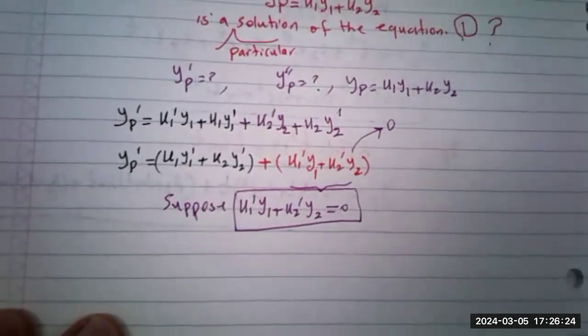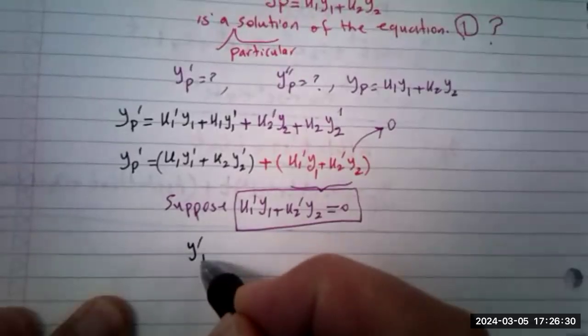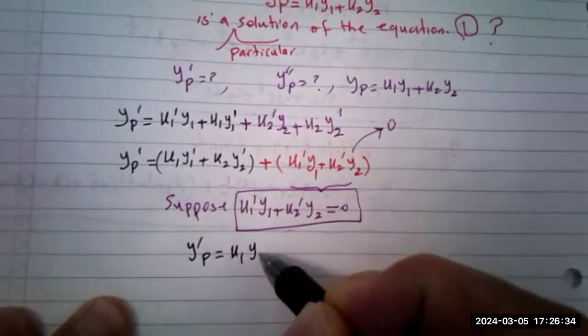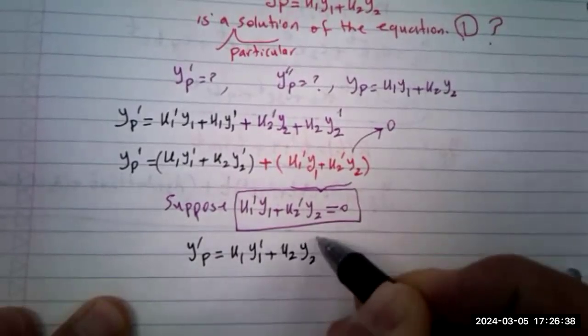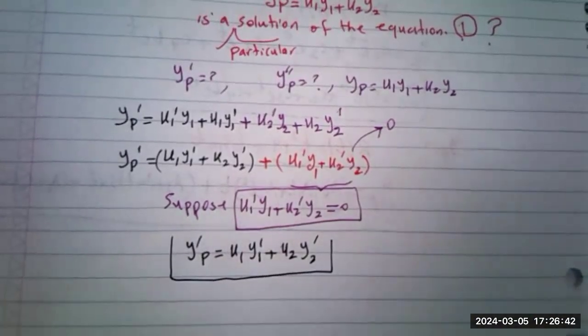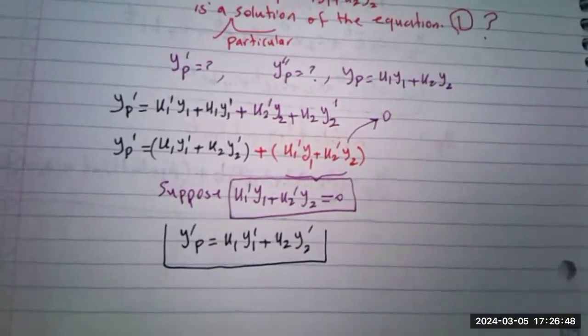So now we are going to have new y prime. So from now on, y prime would be what? y prime would be u1 y1 prime plus u2 y2 prime. So this is going to be our y prime. Any question? Now continue. Now find the second derivative. That would be easy.